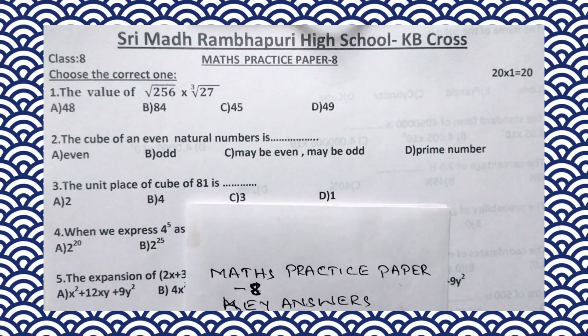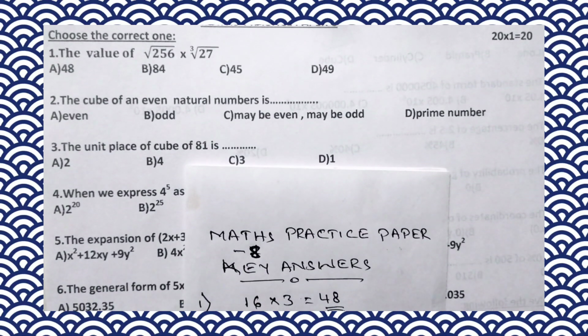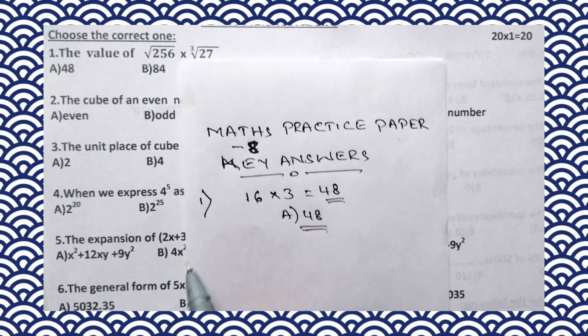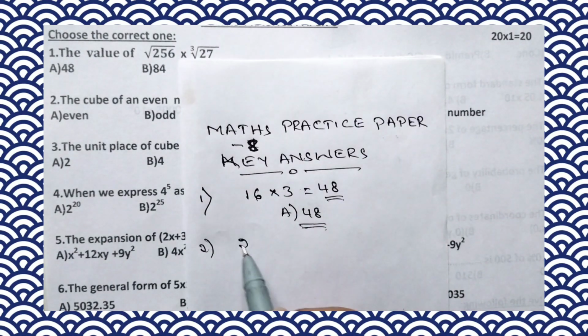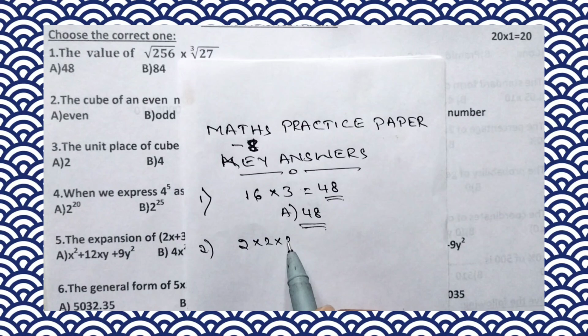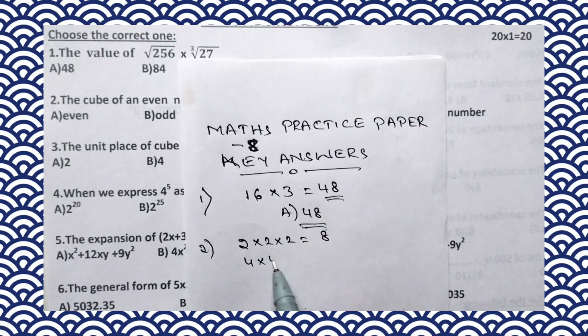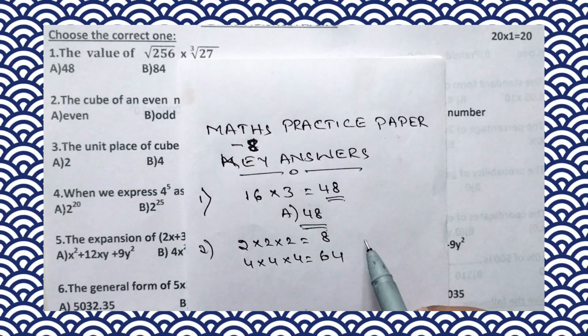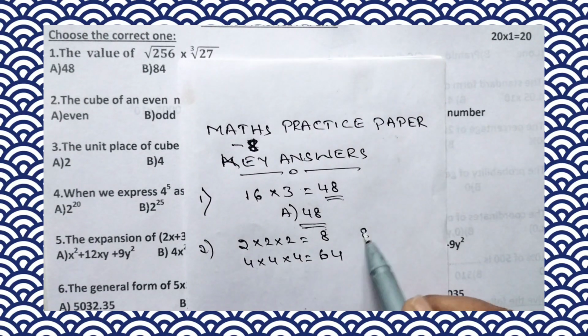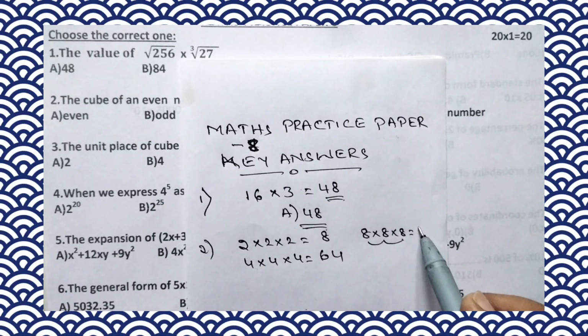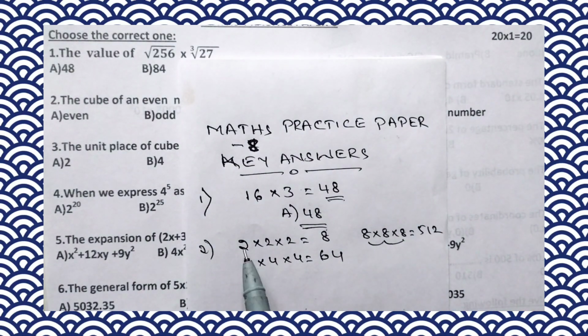Now let us move for the second question. The cube of an even natural number is. So let us take one example, even natural number. So 2 into 2 into 2, it will become 8. Or even you take another even number, 4 into 4 into 4. 4 4s are 16, 16 4s are 64. Or you take another one, that is 8. 8 into 8 into 8. 8 8s are 64, 64 8s are 512.